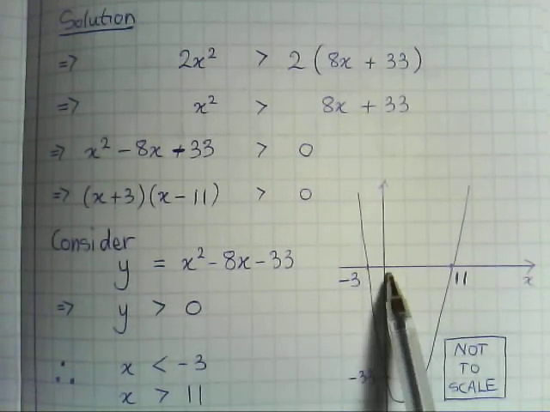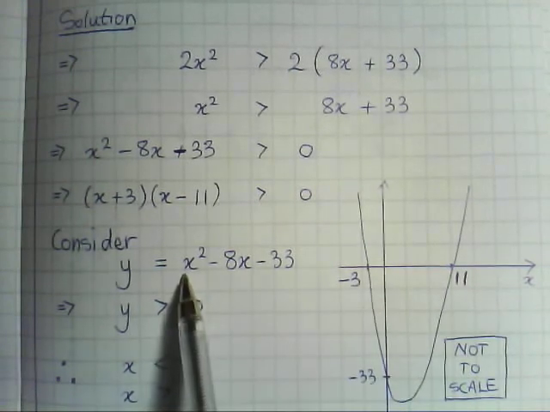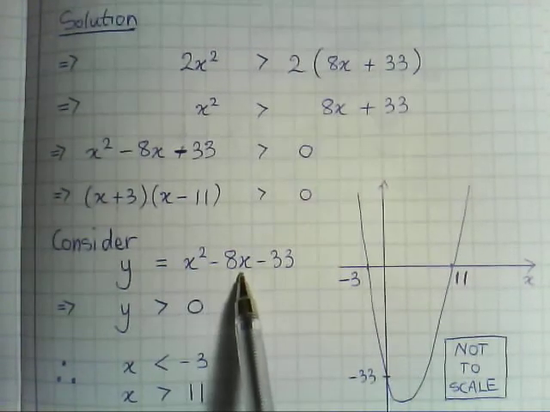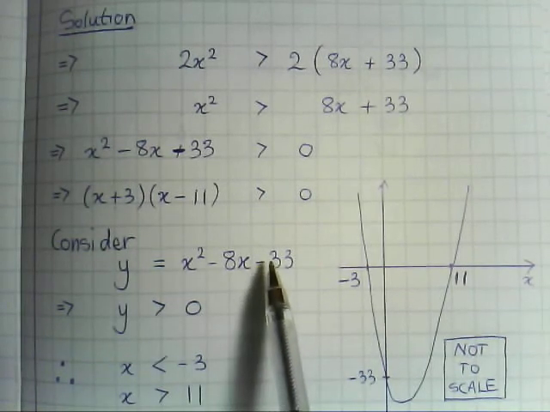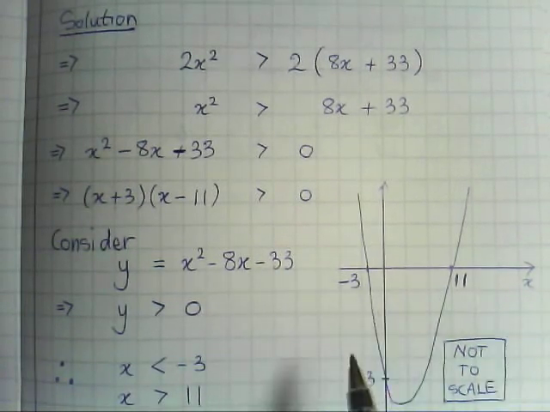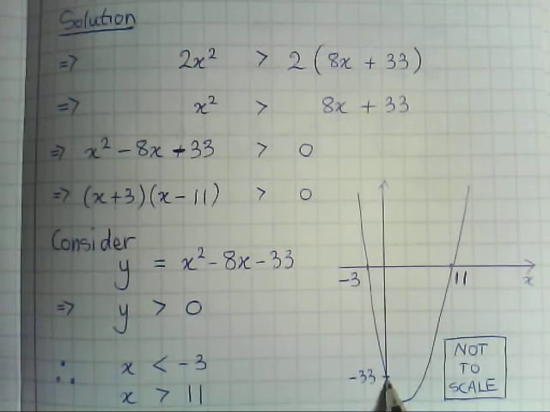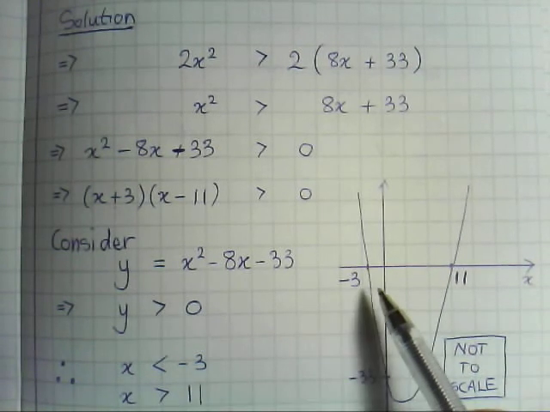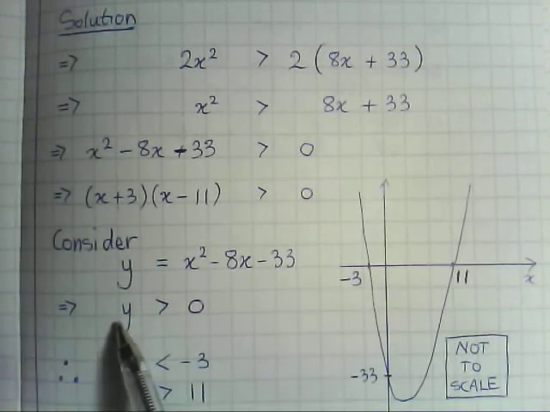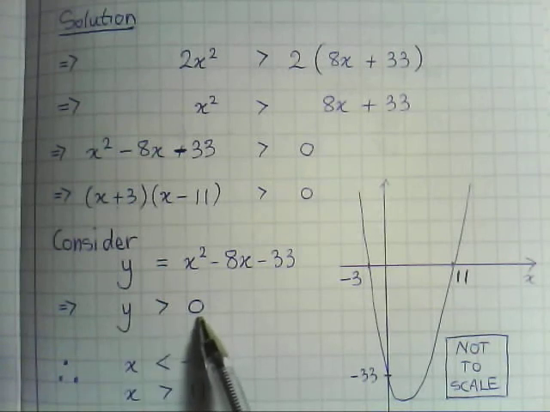And in fact, when x equals 0, 0 squared minus 8 times 0, these basically disappear, and your y value is negative 33. Obviously, this diagram is not to scale, but there is the intersection point there for the parabola. So what we're looking for are when our y values are positive.